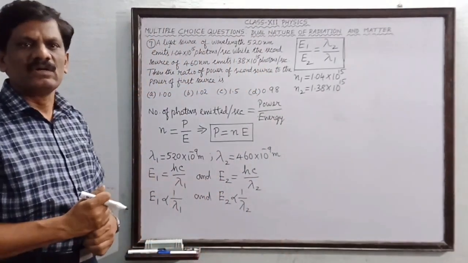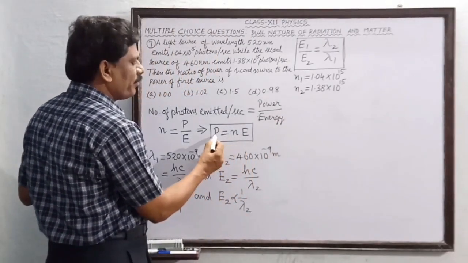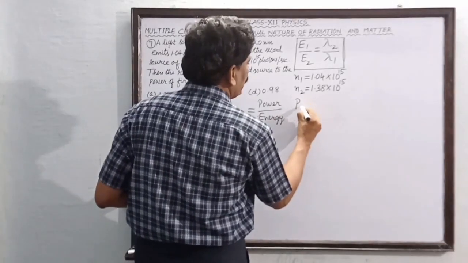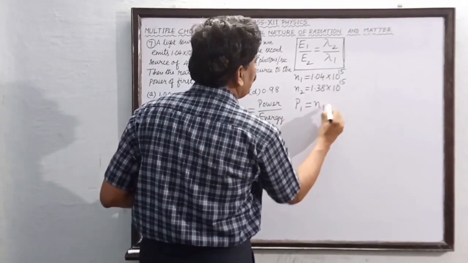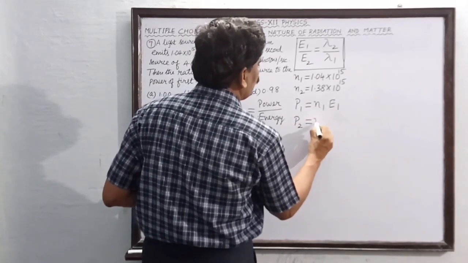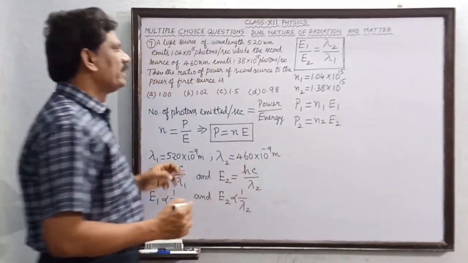Okay. So, now I will write this equation. See here, P is equal to N times E. So, the power P1 is equal to N1 into E1. Then the power P2 is equal to what? N2 times E2. Now, what is asked here?